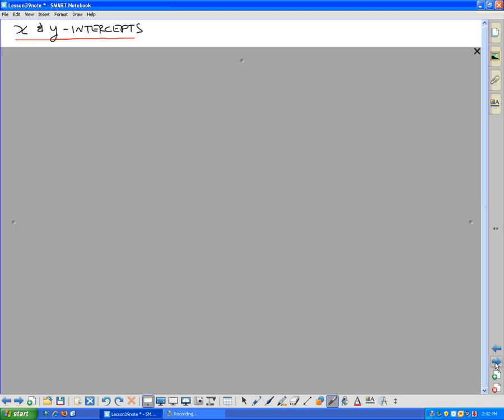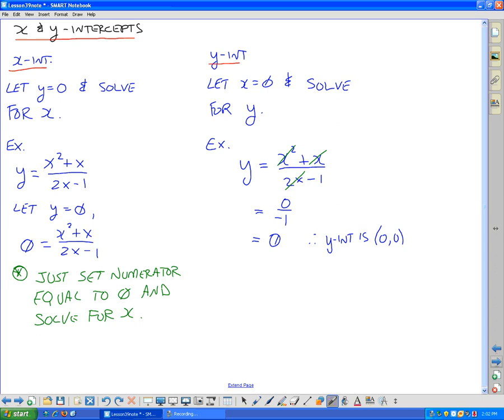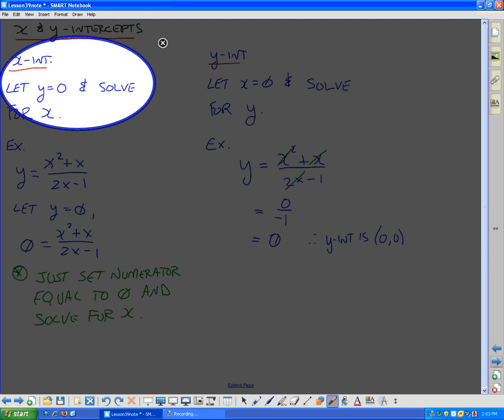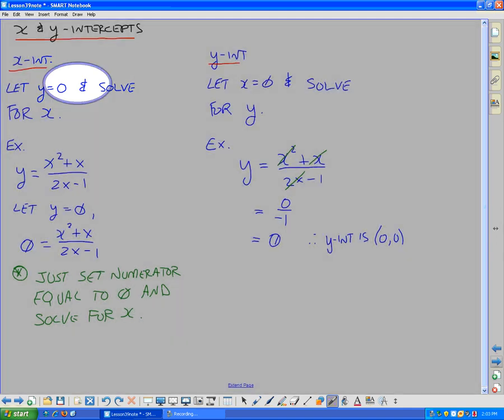So let's look at the x and y intercepts. I'm not going to drag this out. Again, you can pause and copy the note itself. There are examples there, but it's fairly self-explanatory. If you want to find the x-intercept, same as it always has been, you let y, or the function f of x, equal 0 and solve for x.